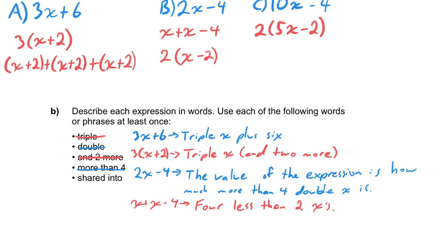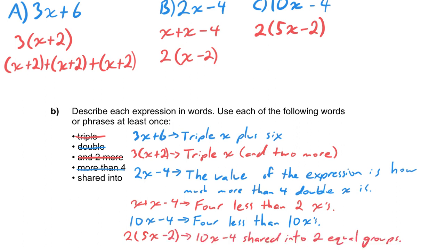And now we're on the last one. The next one is 10x minus 4. I could describe that like this: 4 less than 10 x's. And finally, we've got 2 times 5x minus 2. And this one could be described as 10x minus 4 shared into two equal groups. And we got our whole bingo card.